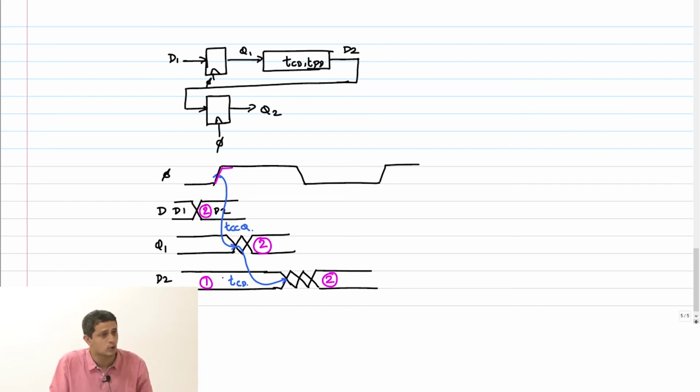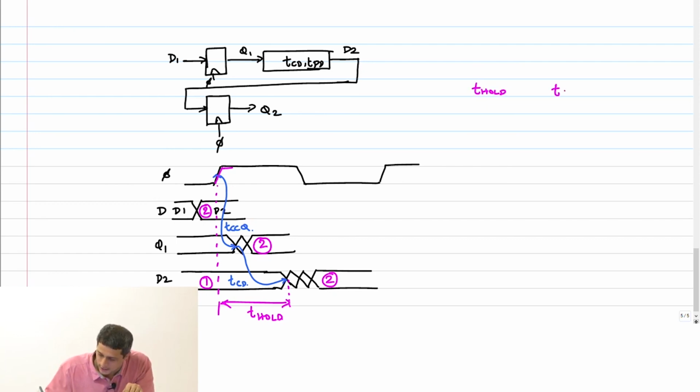Now in order for D2 to sample event 1 that you see here, what is the constraint that I have to ensure? I have to meet a hold time. If D2 changes before the hold time, then I have an issue. That's the basic point. So what is the constraint that I can now impose? This delay in the worst case should be T_hold. So I can now write T_hold, and I have two delays there, T_CCQ plus T_CD.